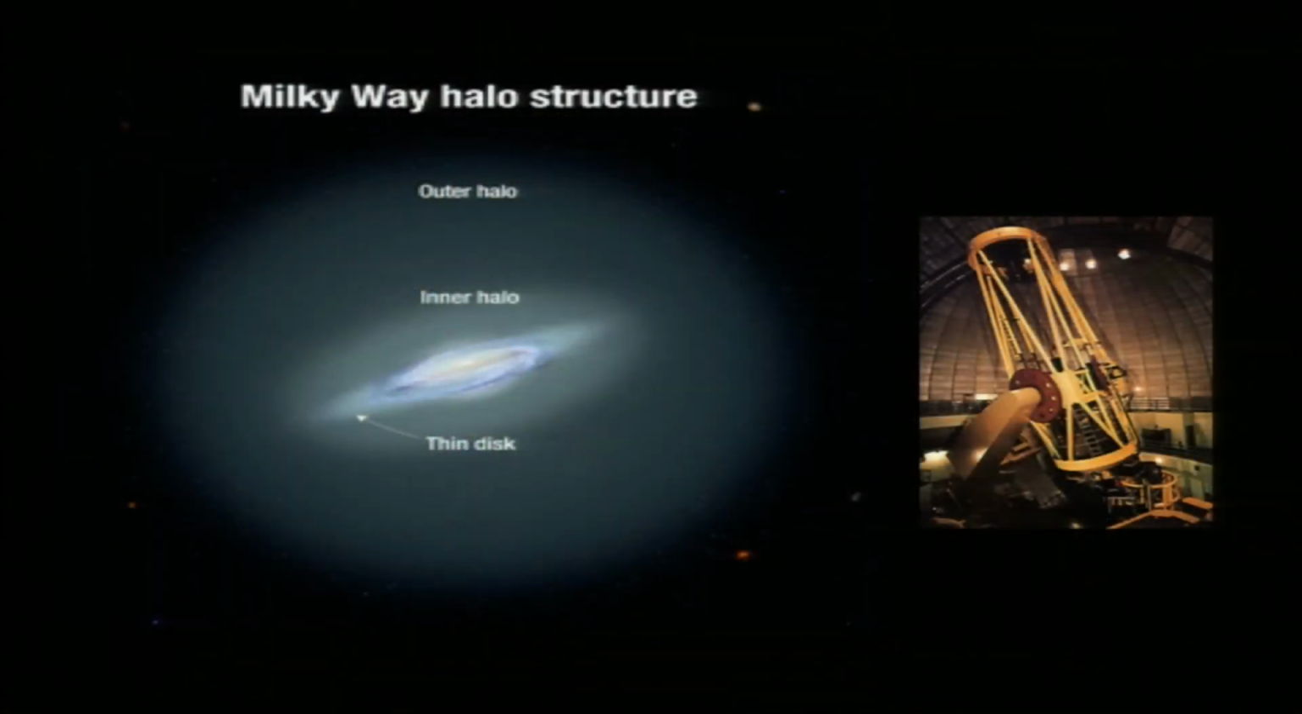We analyze high-resolution spectra for Milky Way halo stars, and the Milky Way halo is the region surrounding the Milky Way that contains a lot of old stars. Our spectra were collected using the 3-meter Shane telescope from the Lick Observatory.